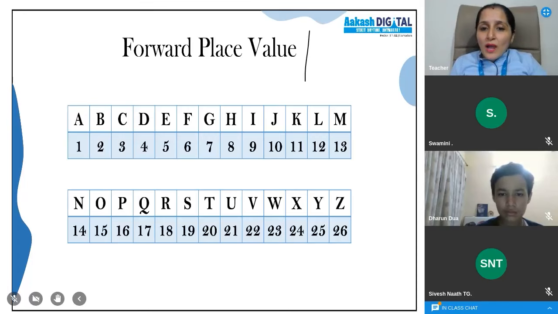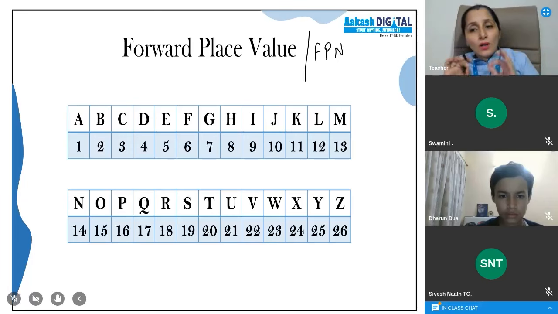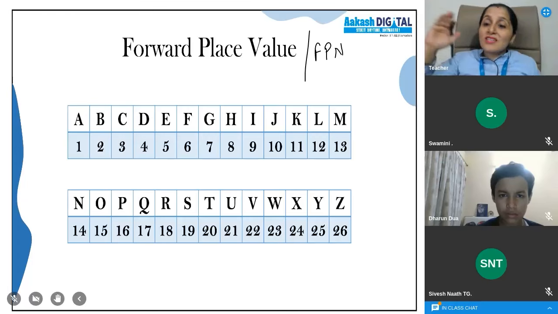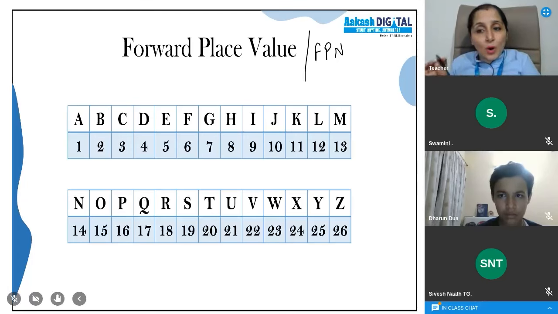Forward place value and FPN are one and the same thing. FPN: forward position number, forward place value. As you all know, every alphabet is at its fixed place. A is at first position, B is at second position, C is at third position. It will never change. It is not like C will be at 22nd place, or after Z, or before A. It will never happen. Their sequence always remains the same.